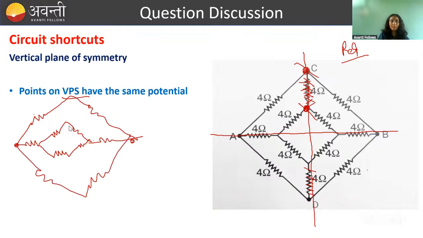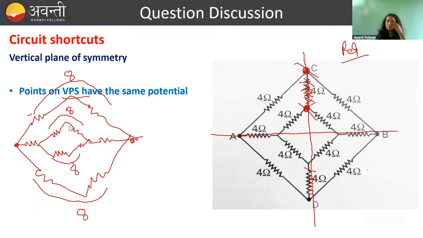So now you can see here these two branches are in series. These two branches are in series. So 4, 4, this will become 8. 4, 4, 8. This is 4, 4, 8. This is 4, 4, 8. And these 8 and 8 are in parallel, right? Thanush, we removed 2 4 ohms क्योंकि दोनों ही point का potential.